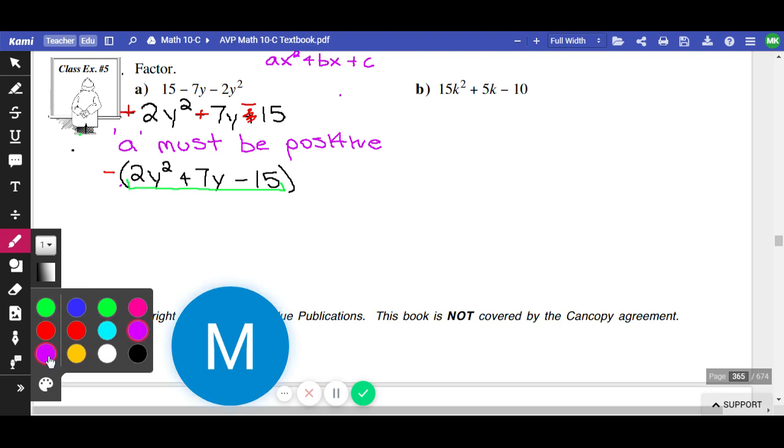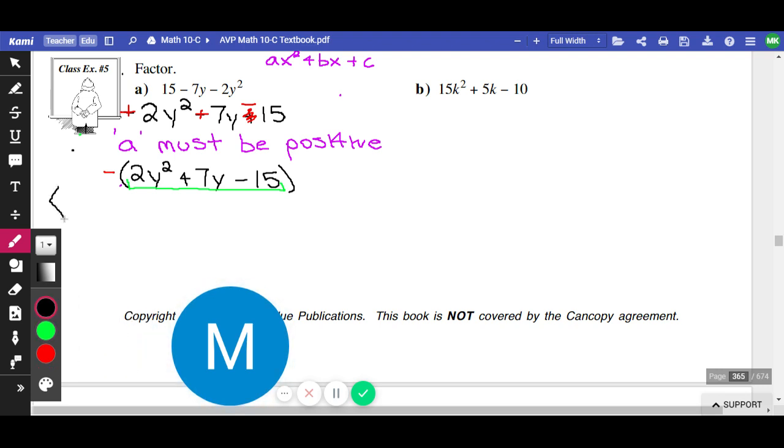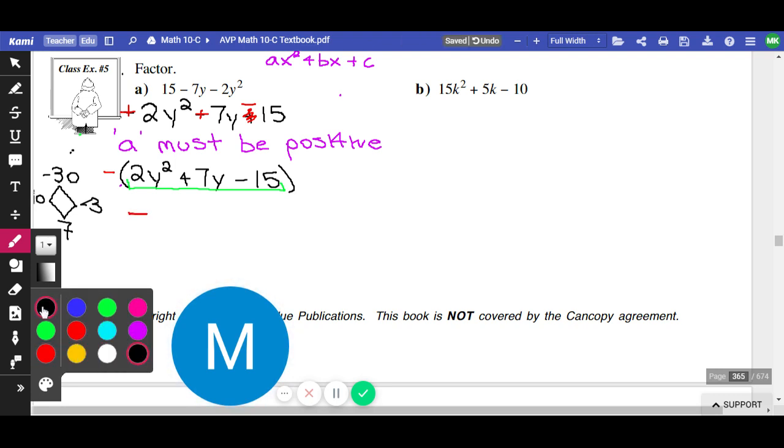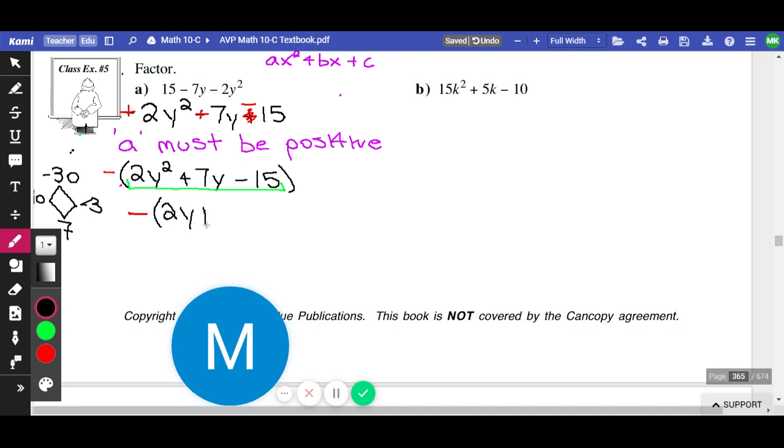Awesome. We'll run through that factoring. So we have a diamond method question. Top of the diamond is negative 30. Bottom of the diamond is 7. Sides of the diamond are 10 and negative 3. The negative 1 is still up front. Then my trinomial would become 2y plus 10, 2y minus 3.